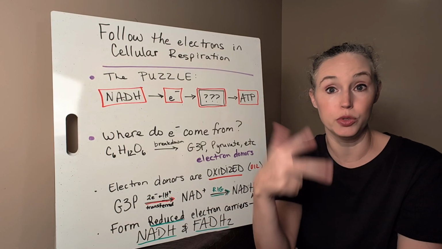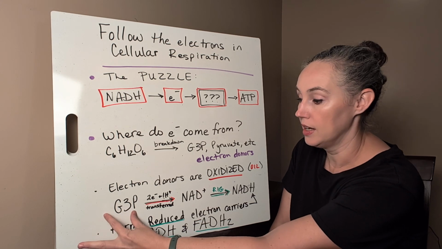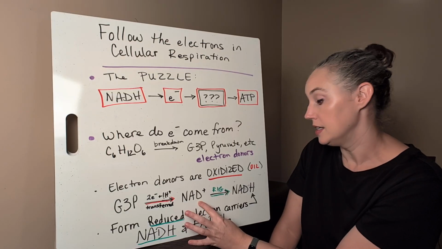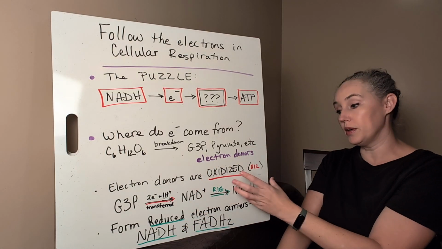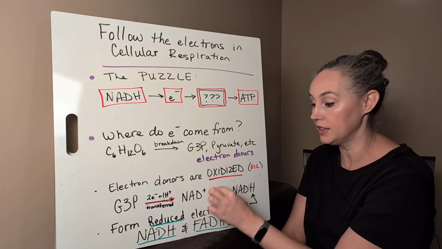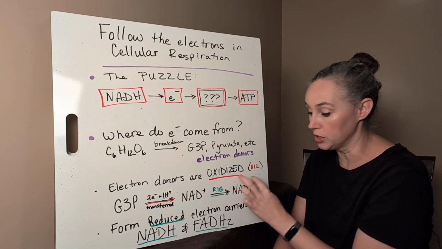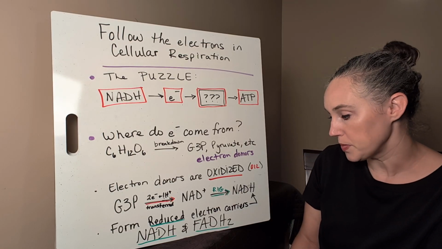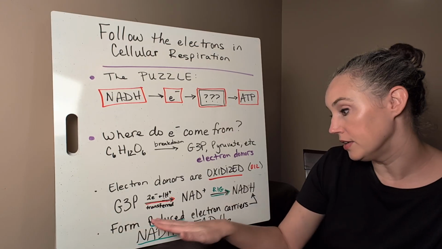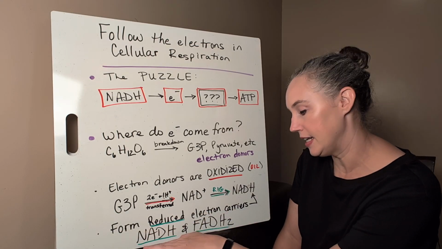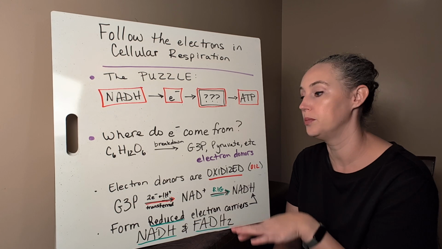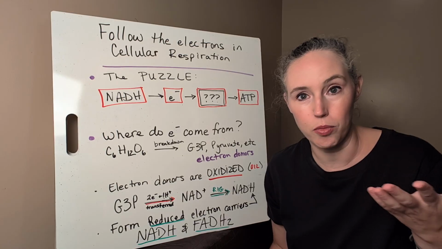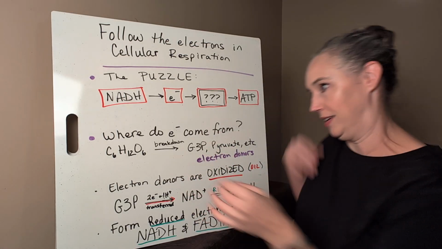So the electron donors, like G3P in the case of NADH, G3P gets oxidized. Remember, oxidation is losing electrons. So G3P transfers 2 electrons and 1 proton to NAD plus, and when these get added, NAD plus gets reduced to form NADH. Check out the previous video for all the down low on that. So we are forming reduced electron carriers like NADH and FADH₂ by oxidizing glucose derivative molecules. But then what?